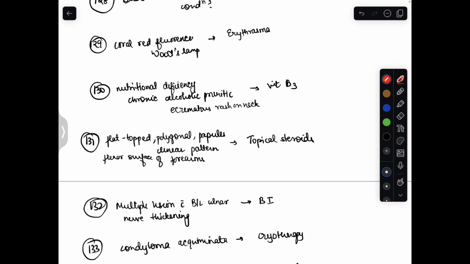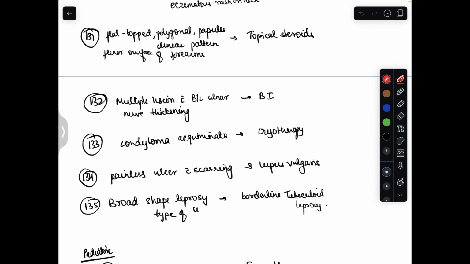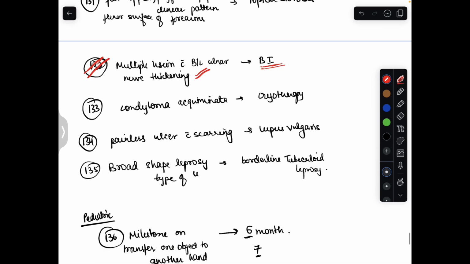And flat top, like lichen planus, history was given, and for that the correct answer is topical steroids. We have to give topical steroids to the patient. For multiple lesions with bilateral ulnar nerve thickening, for this the correct answer is bullous impetigo. About this question, I remember this question was there, but bullous impetigo is the correct answer for this question. I did not remember it fully, so that's why I wrote it like this.